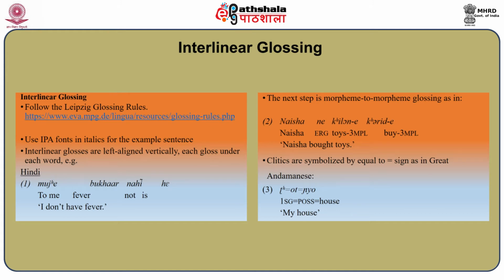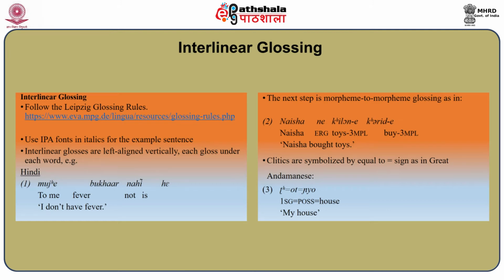It's a sample of Hindi. We have buy hyphen third masculine plural. Naisha bought toys. That means if you have khilone, third person masculine plural, on the noun, which is the object, then the verb agrees with the object and has a similar morphemic shape. Now, clitics are symbolized by an equals sign, as you can see in example number 3 given on the slide.